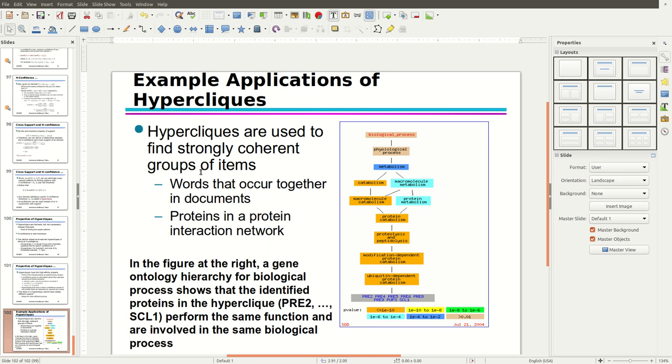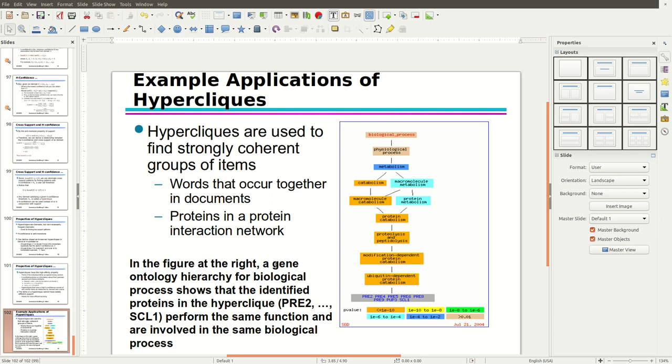For instance, this is another use, proteins in a protein interaction network, because we have a lot of proteins and a lot of interactions among them, and we may have very few proteins that we are looking at, like looking for a needle in a haystack sort of situation. You don't want to miss that if possible, so you may actually focus on that.